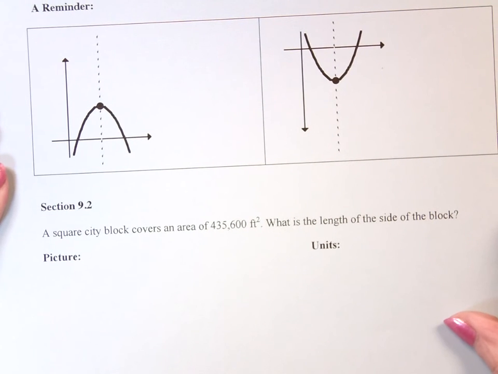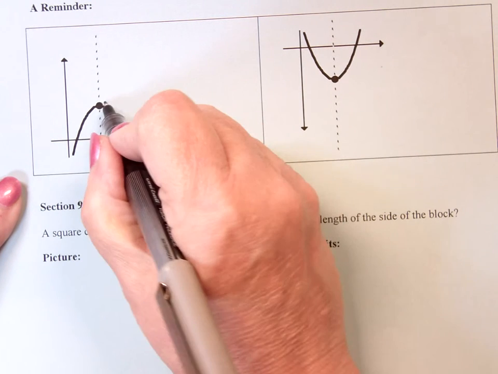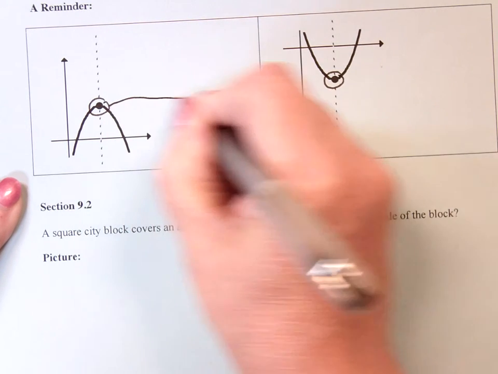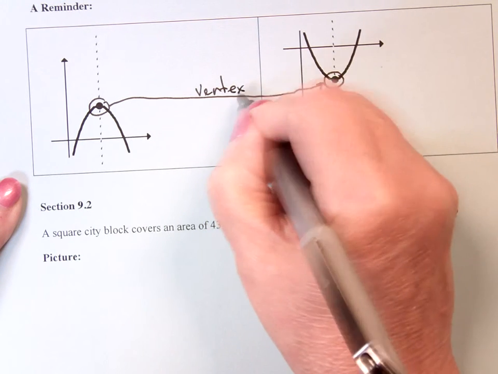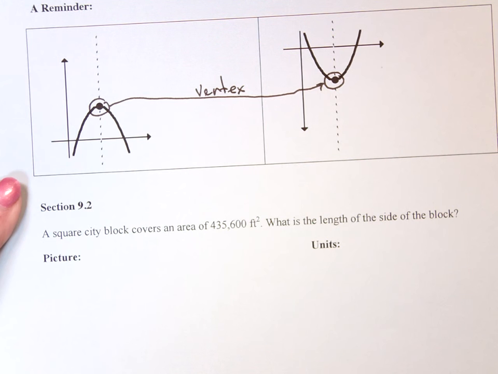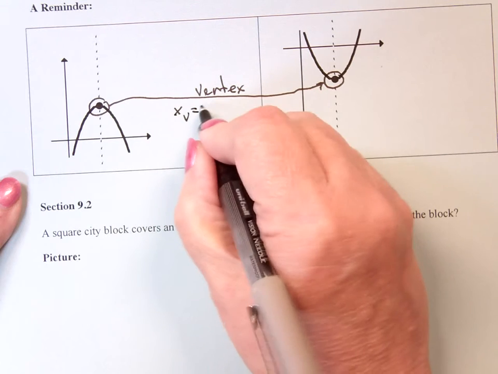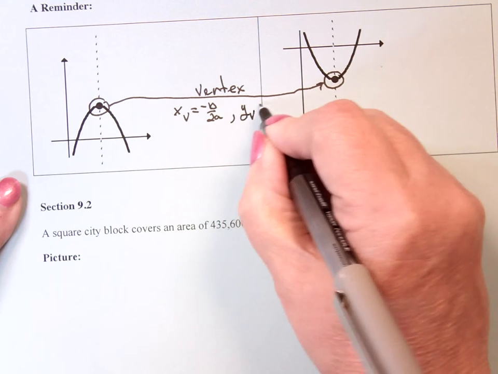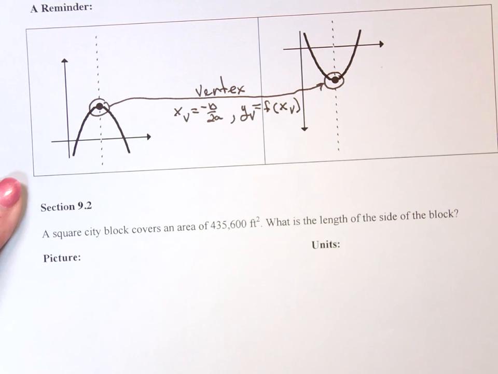So the first thing we want to take a look at is one of the things we're going to be looking for, not necessarily today, but is that we might be looking for this low point or this high point, which we call the vertex. And then we have formulas involving the vertex. Knowing that the x-coordinate of the vertex is minus b over 2a, and the y-coordinate of the vertex is the function evaluated at the x-coordinate of the vertex.